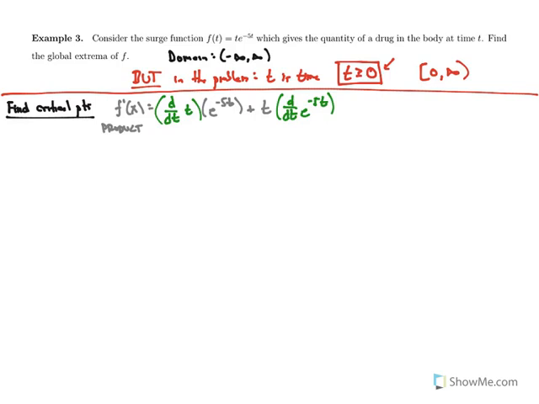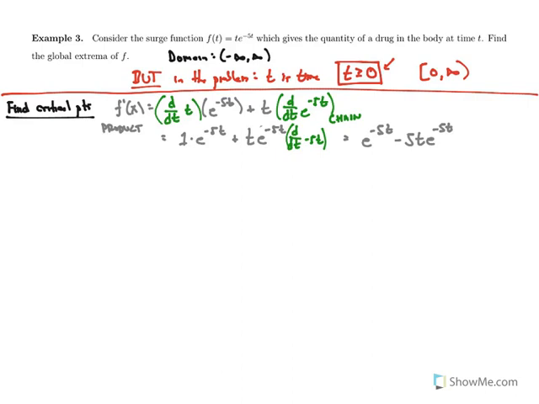This is going to give us 1 times e to the negative 5t plus t. You've got to use the chain rule here. And that's going to give us e to the negative 5t times the derivative of negative 5t, which is the negative 5. This is going to give us e to the negative 5t minus 5t e to the negative 5t.